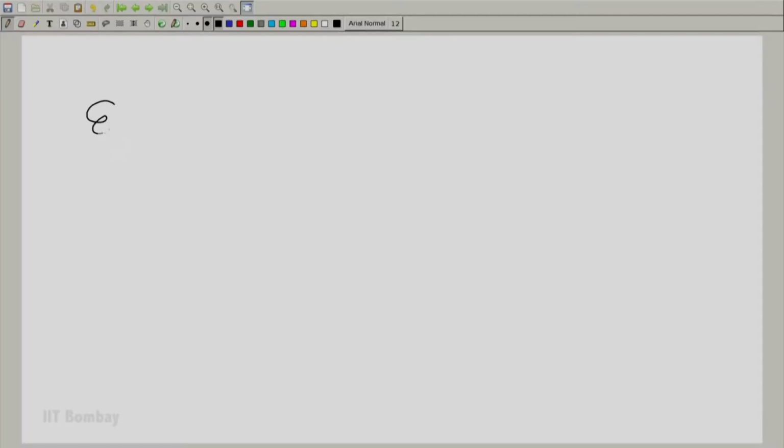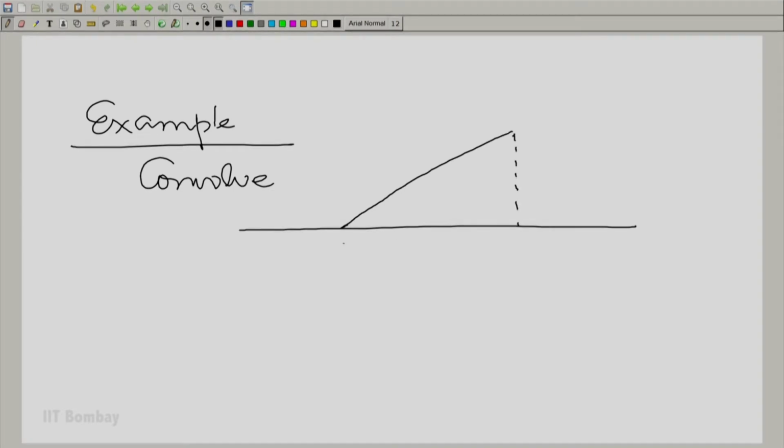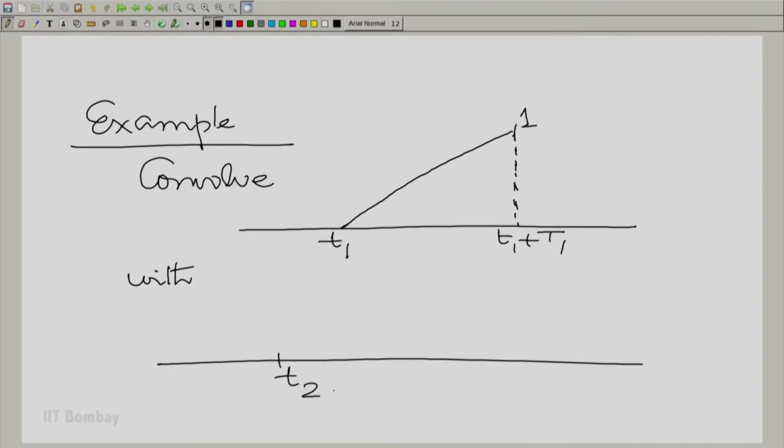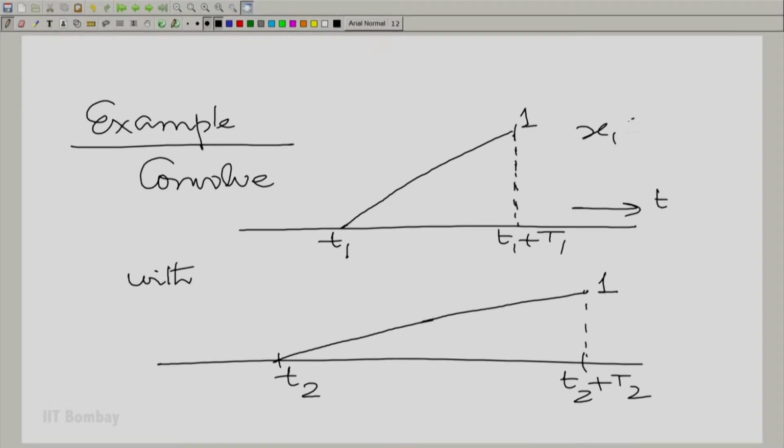What if the passengers, as will often be the case, have different strengths? They have different builds and different strengths. What does that mean? For example, suppose we were to try and convolve the following two functions. Let us take an example. Convolve this function, the function that rises from 0 to 1 over an interval of T1, so T1 to T1 plus capital T1, with another function that rises over an interval of T2. Let us call this x1t and let us call this x2t.